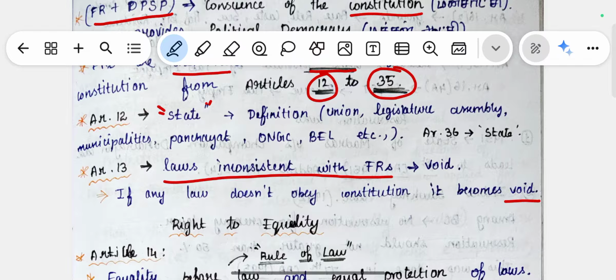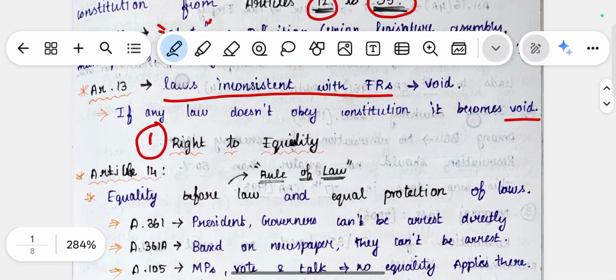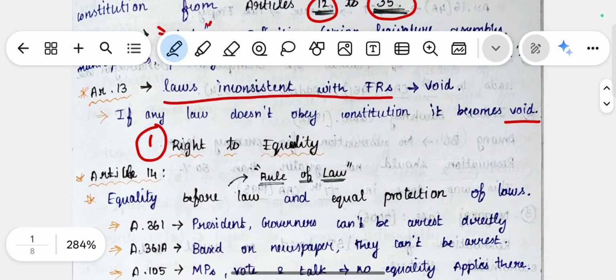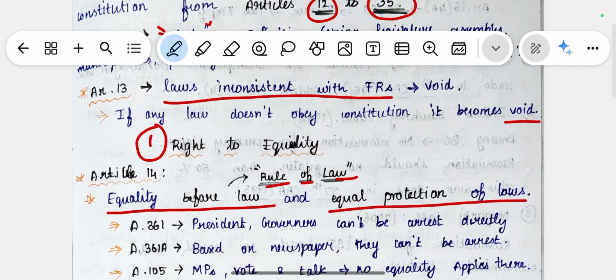Now, right to equality. For fundamental rights, seven basic things are there. The first one is right to equality. So let's see about right to equality. The first one is article 14. Basically article 14 means equality before law, which is called rule of law, and equal protection of laws. What does it mean? Everyone before law is equal. There is no difference between one person and another person. Everyone in front of the law is equal, which is called equality before law.